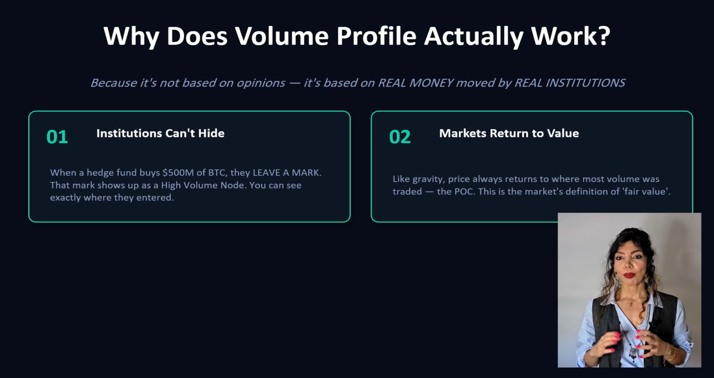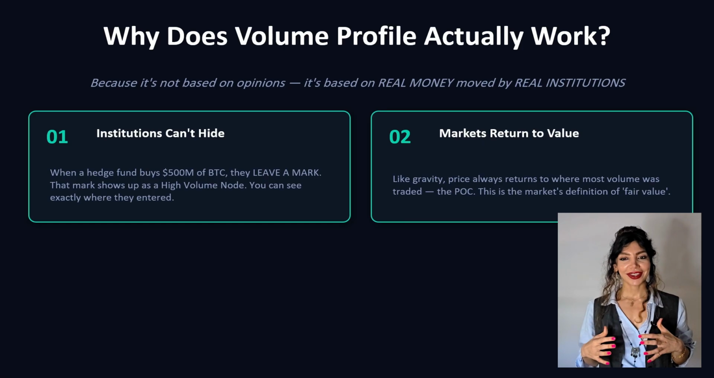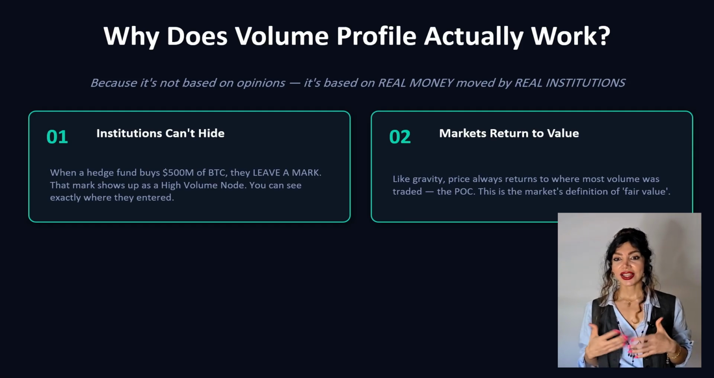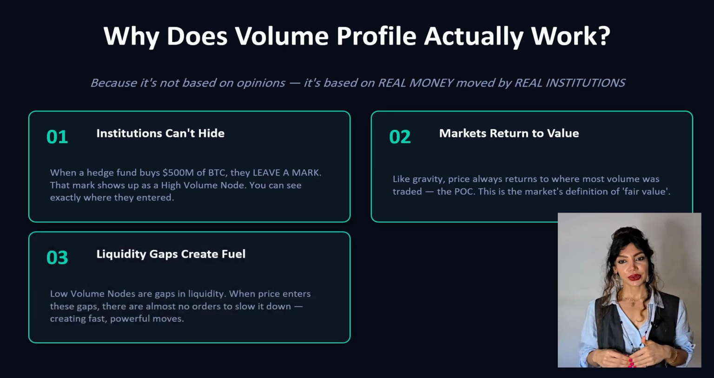Reason 2, markets return to value. Every market has a concept of fair value, the price where buyers and sellers feel comfortable. That's the POC. When price moves too far away from fair value, it gets pulled back like a rubber band. This is why you see markets consolidate after big moves. They're returning to value.